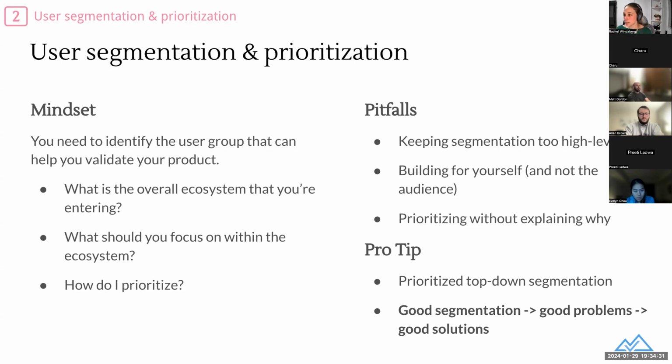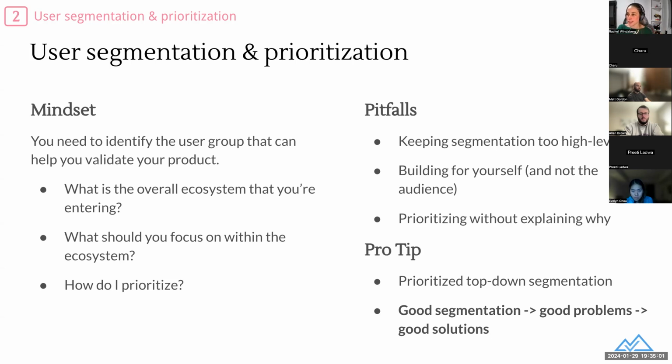In many cases, people build for themselves and not for a prioritized target audience. And then you prioritize without explaining why. And then a pro tip here: prioritize using top-down segmentation. I'm going to go through this in the next slide. And as I said earlier, good segmentation gives you good problems, gives you good solutions, or at least increases the likelihood of it.